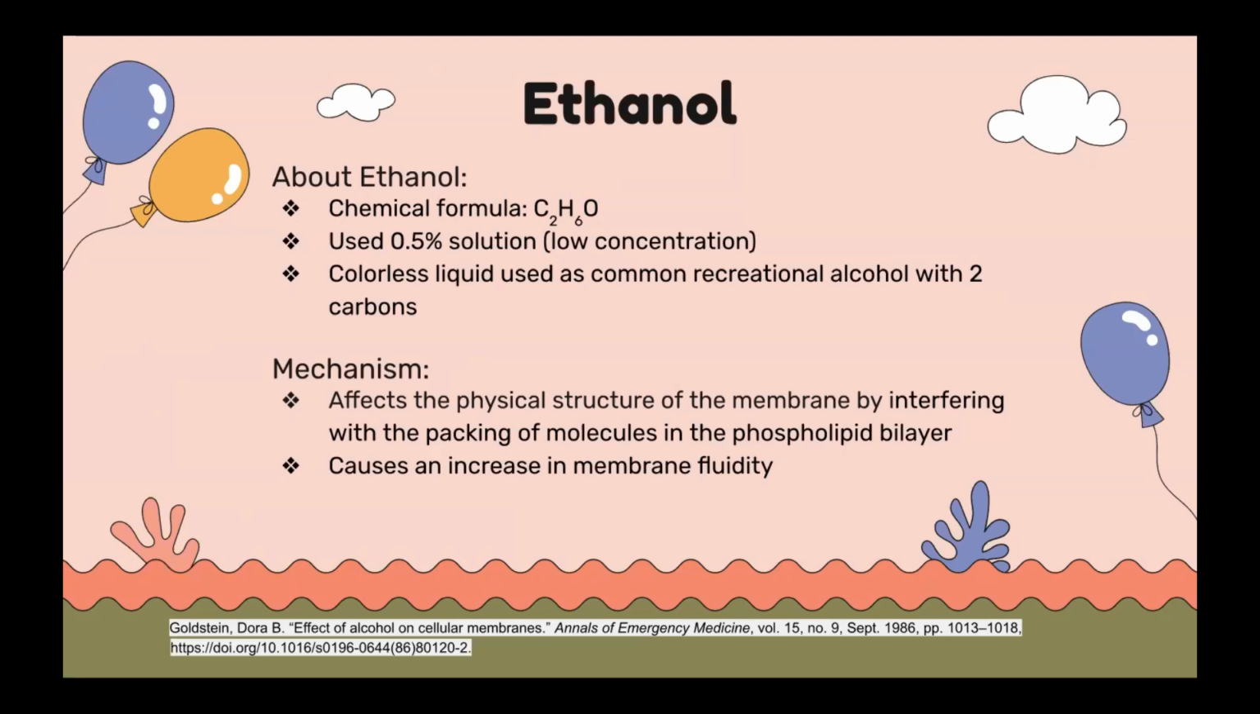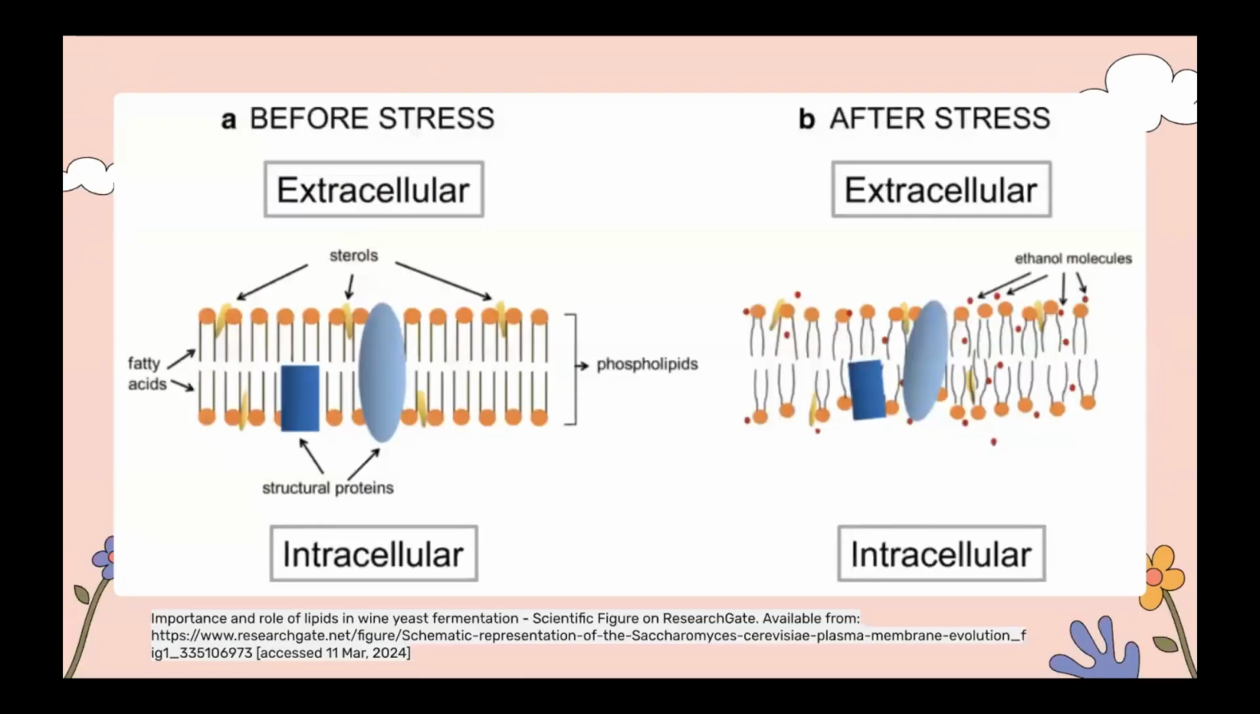Ethanol's chemical structure allows it to affect the physical structure of the nerve's phospholipid membranes by interfering with the packing of the molecules in the bilayer. This causes an increase in membrane fluidity. As seen on the diagram here, on the left is a phospholipid bilayer membrane that is seen on the axon of the frog sciatic nerve.